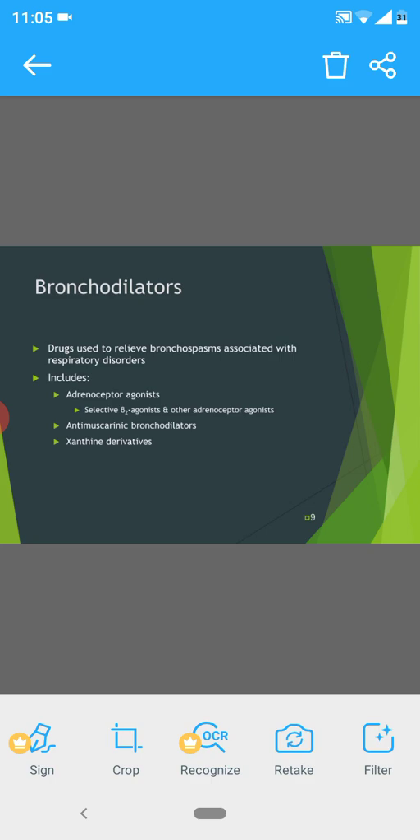Majority of respiratory disorders are because of bronchoconstriction. So our target is to relieve that constriction and to dilate the bronchus in order to make the patient comfortable and to relieve the breathlessness. So classification of bronchodilators includes, means earlier we have discussed the major category of drugs, 7 groups.